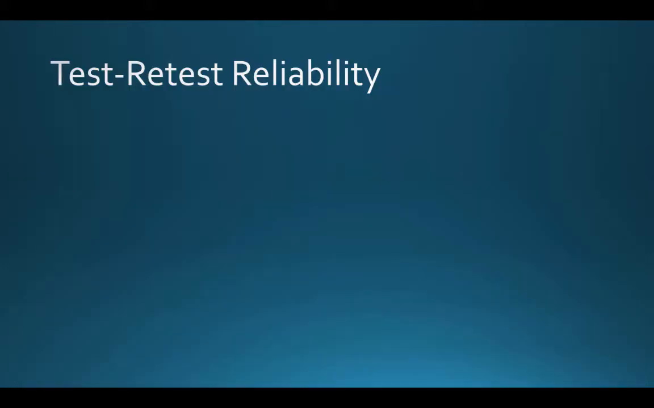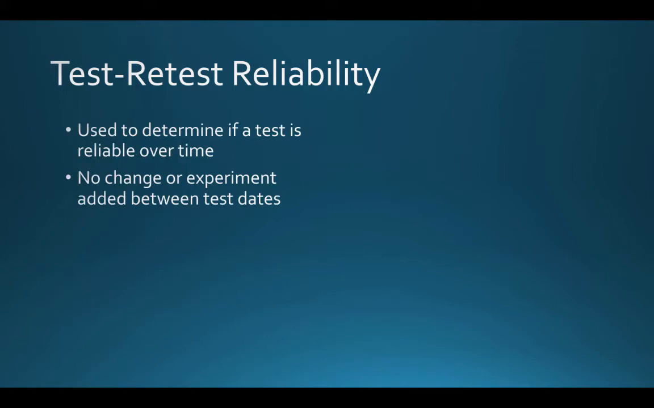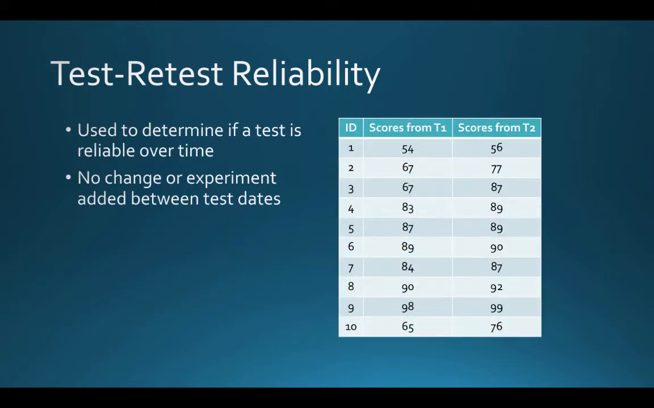So let's talk a little more about test-retest reliability. Again, we use this to determine if a test is reliable over time. If we take scores from test 1 and test 2, where 10 different people took this test at 2 different times, we calculate the Pearson product-moment correlation. You guys know how to do that; we just did it. So r is 0.9. In this particular example, this is a very strong reliability score.